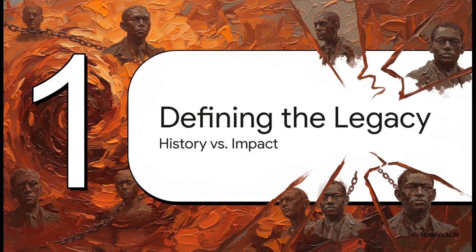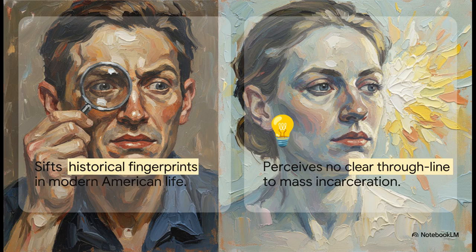All right, let's kick things off with Section 1, Defining the Legacy, History versus Modern Impact. So Hughes starts by asking his students to do something pretty tough. Untangle the actual dry timeline of historical slavery from its alleged legacy today. By calling the course The Legacy of Slavery, he's essentially forcing them to figure out, okay, what are actual long-term consequences here and what, well, just isn't.